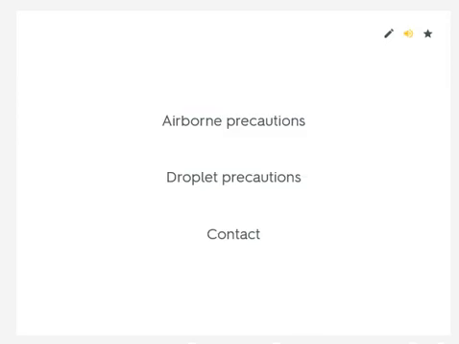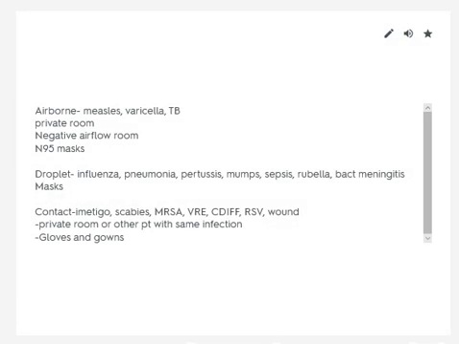Airborne precautions, droplet precautions, contact precautions. Airborne: measles, varicella, TB; private room, negative airflow room, N95 masks. Droplet: influenza, pneumonia, pertussis, mumps, sepsis, rubella, meningitis; masks. Contact: impetigo, scabies, MRSA, C. diff, RSV, wound infections; private room or other patient with same infection, gloves and gowns.